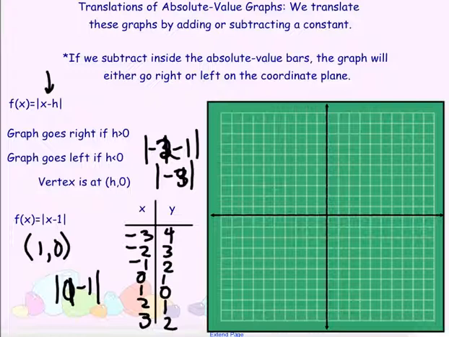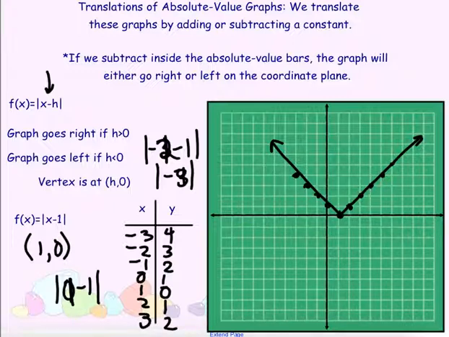And we're going to see that it starts going up at that point. So if I plot this: -3, 4; -2, 3; -1, 2; 0, 1; and 1, 0; 2, 1; 3, 2, and we could continue this pattern. And we can see that just by plugging in and seeing where those plots put us, it has shifted to the right once. So that subtraction inside, if we are subtracting a positive number, we go to the right. If we are subtracting a negative number, we go to the left.